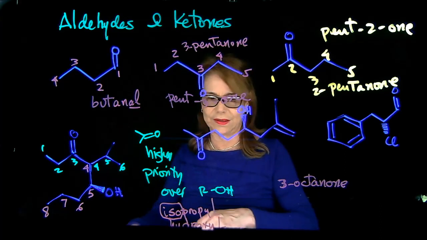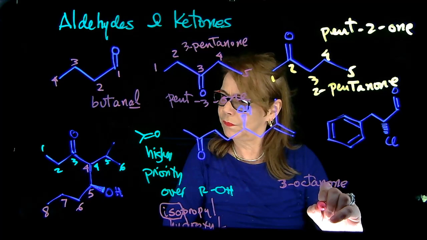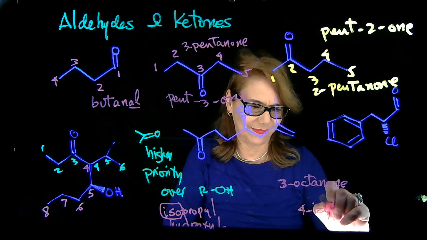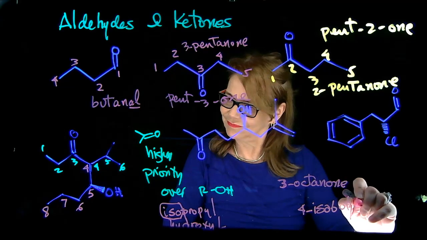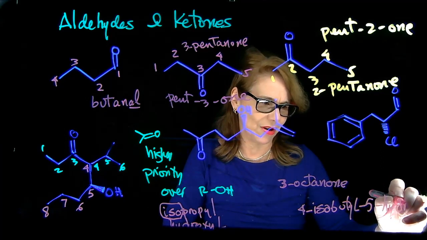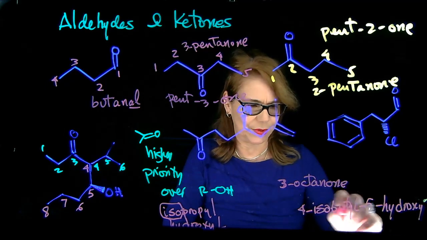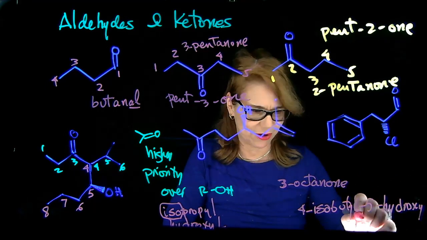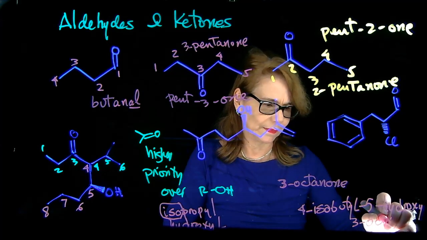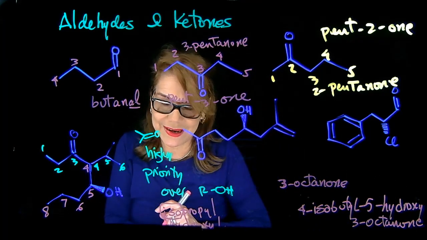So I am going to write the whole name here, and it's isopropyl, 5-hydroxy, and then that continues over here. I don't have room, so 5-hydroxy. The name continues here, 3-octanone, and I am not done because this is a chiral center.